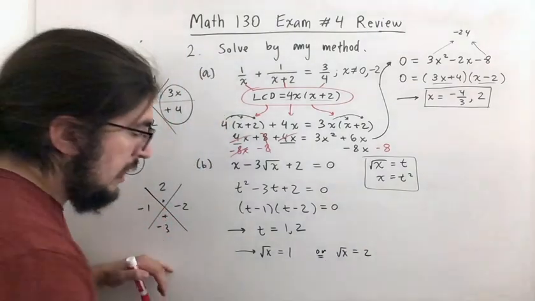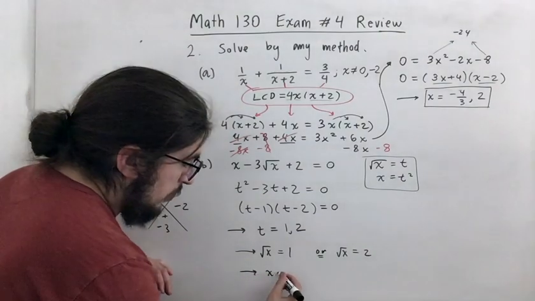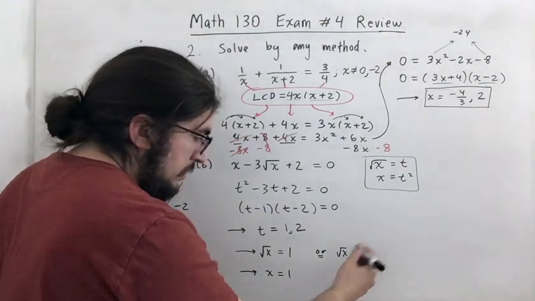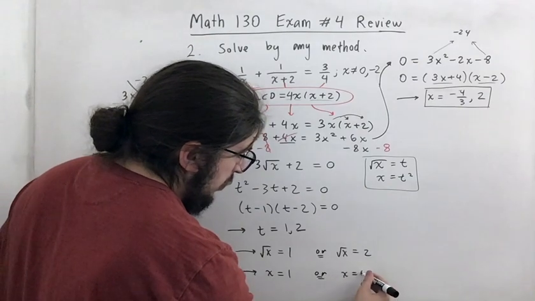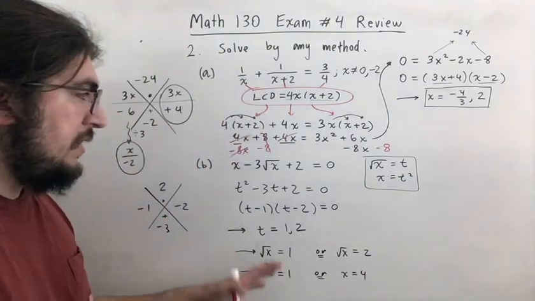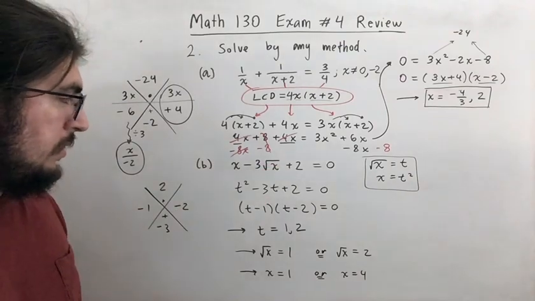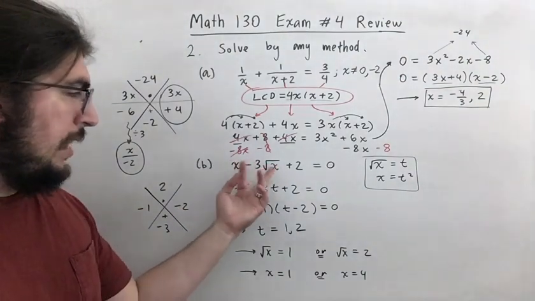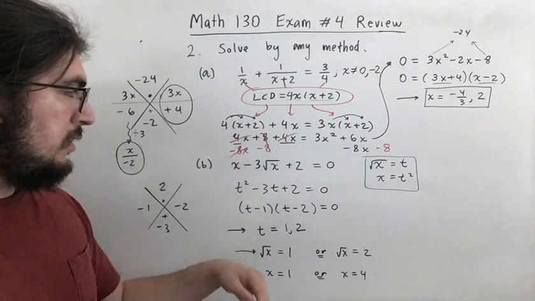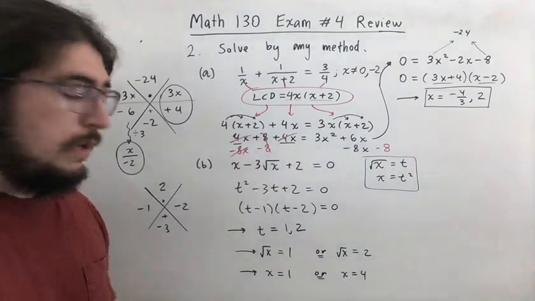Now, if you square both sides for each of them, you get that x is 1 squared or x is 2 squared, which is 4. And now we have to check these in the original to make sure it works out. Now, when you plug in 1, 1 and radical 1 are both 1. So it's 1 minus 3 plus 2, which is negative 2 plus 2. That is 0, so that works.